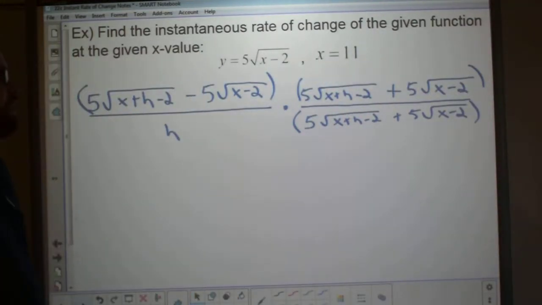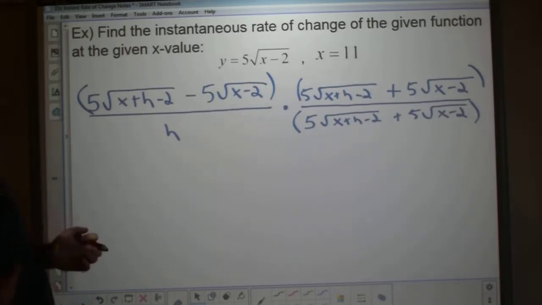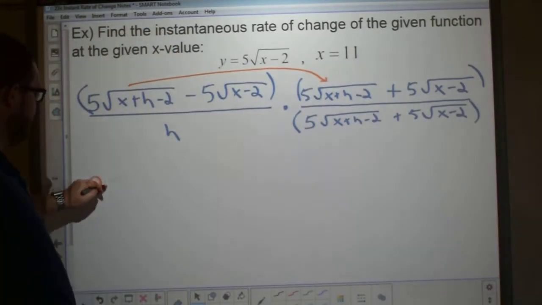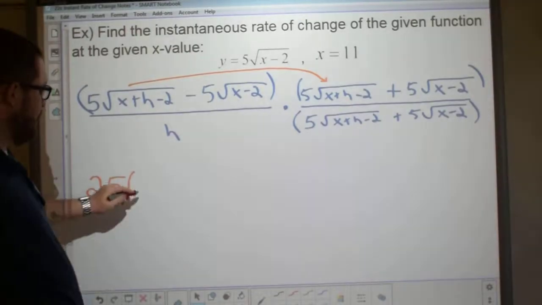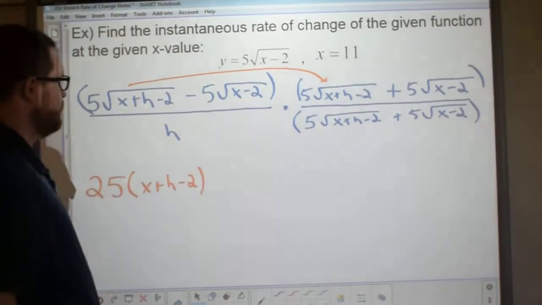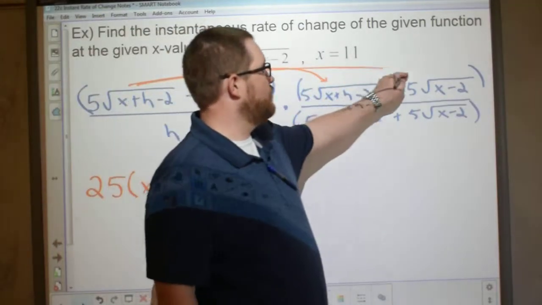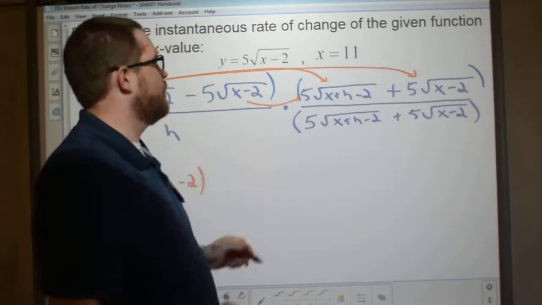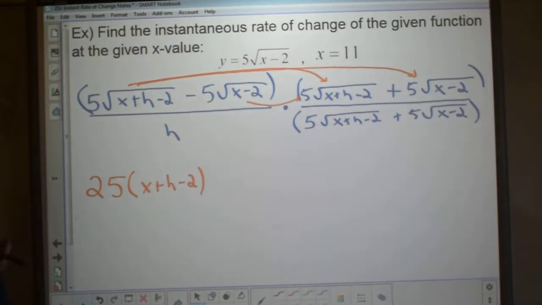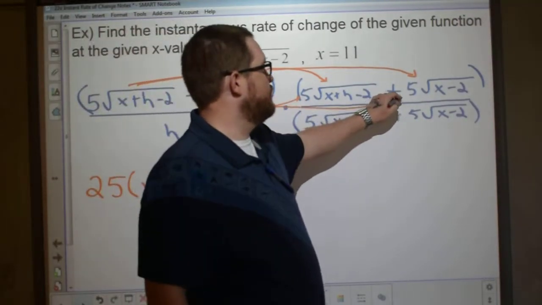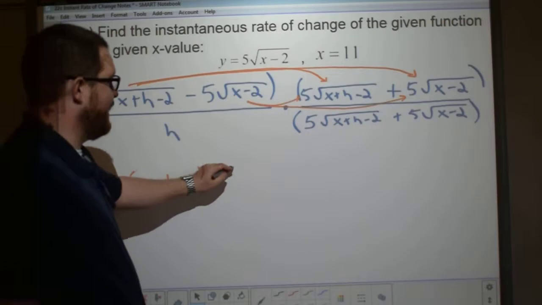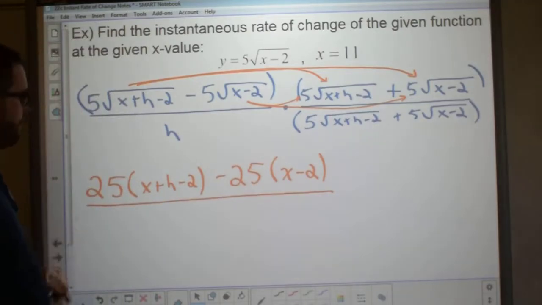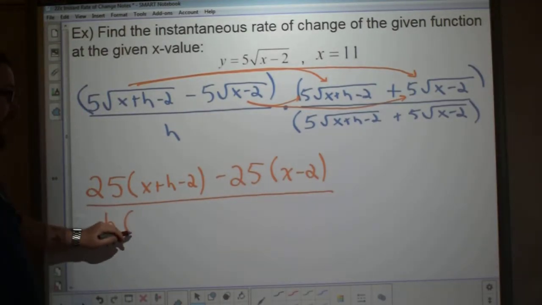But because it's the conjugate, when I go to FOIL, the outside and the inside will cancel. So let's just do the first two. 5 times 5 is 25. The square roots are going to cancel out and just leave me x plus h minus 2. The outside is going to give you a positive 25 times those square roots. The inside is going to give you a negative 25 times those two square roots. They're going to cancel. Multiply the last two. Positive 5 times a negative 5 is a negative 25. And the square roots will cancel out and give you x minus 2. All over top of h times the other bottom.